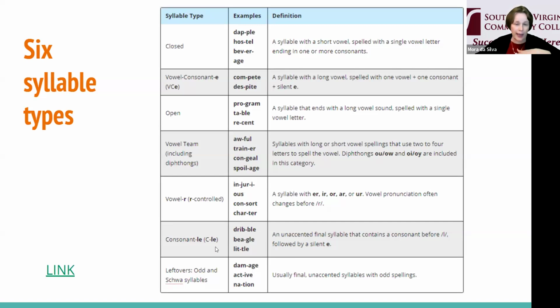Okay, and going to the last syllable type here is your LE. All right, so dribble. Okay, so that ble is your consonant LE syllable. Beagle. Okay, you see the GLE. Little. There's the TLE. All right. And then there's leftovers. So there's odd and schwa syllables.